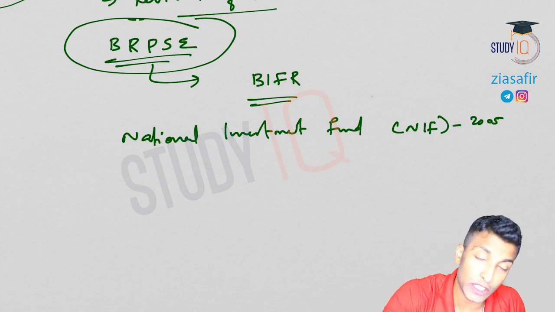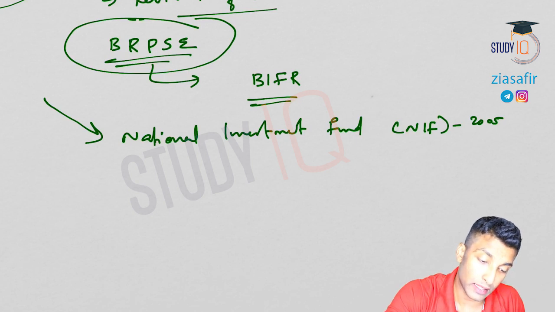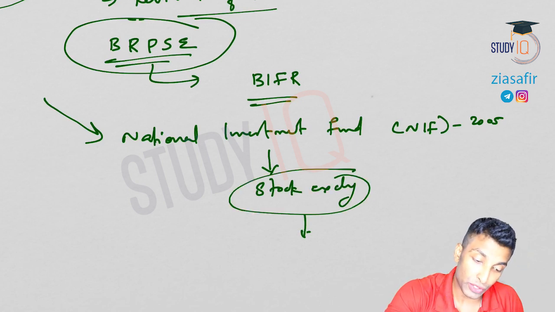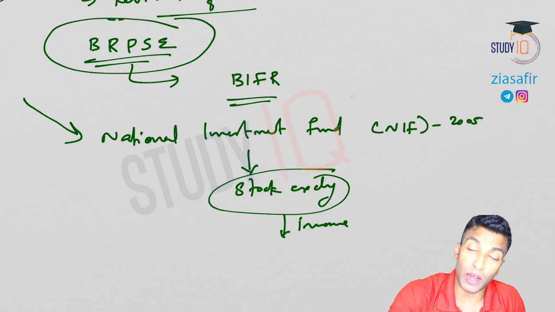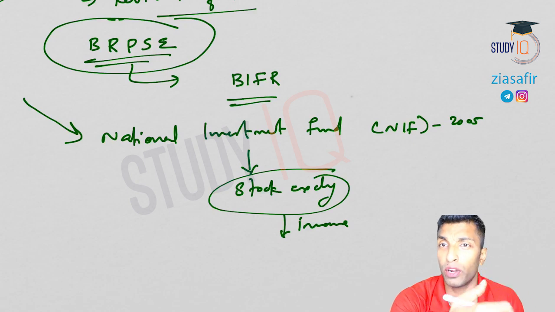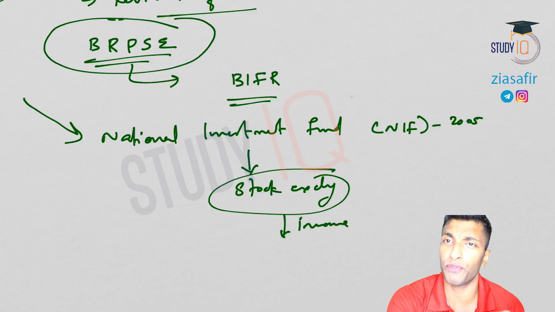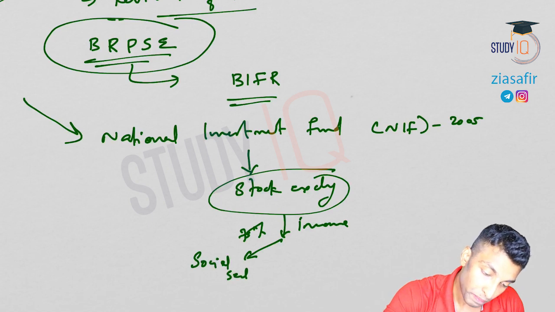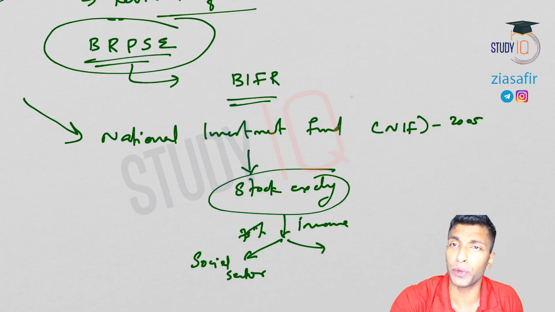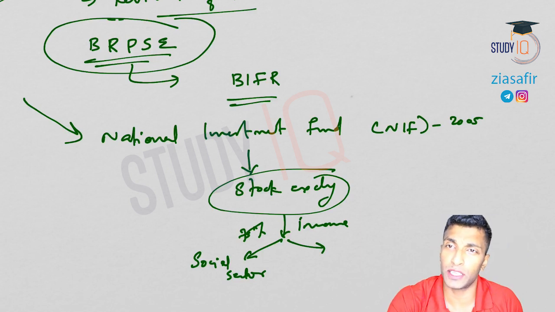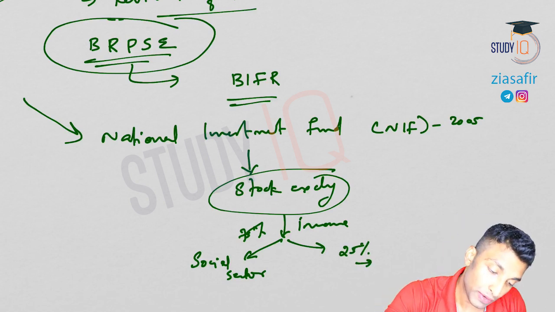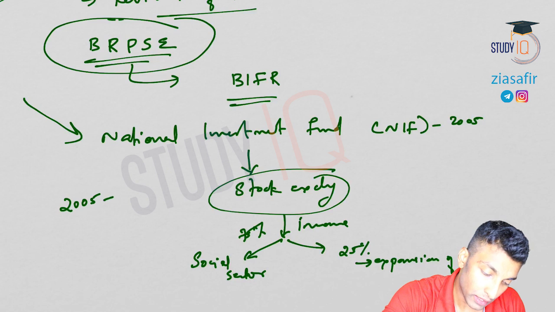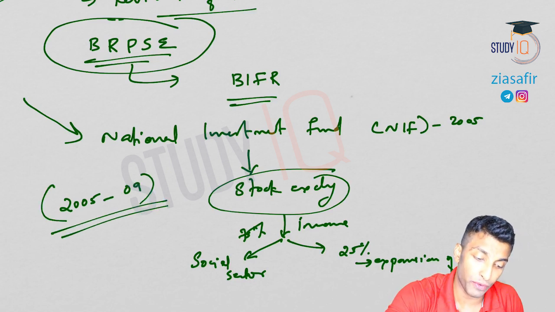The disinvestment proceeds will go to this NIF. The NIF will be established, and then it will be invested in the stock exchange. When you invest in the stock exchange, you will get income, right? So you do not spend the NIF directly on the social sector. NIF will be invested in the stock exchange, and of the income, 75% will be spent on the social sector. The rest, that is 25%, will be spent for the expansion of PSUs. This was during the phase from 2005 when it was established to 2009, the time of UPA 1.